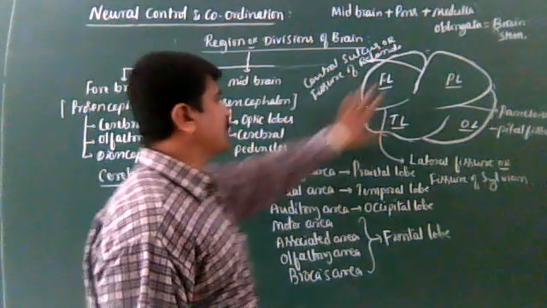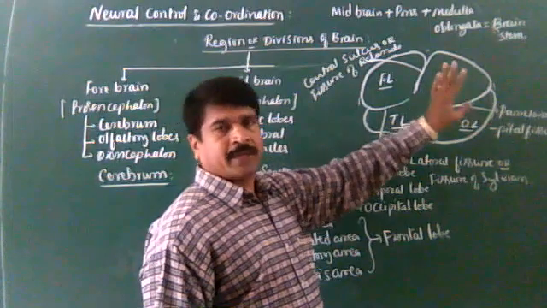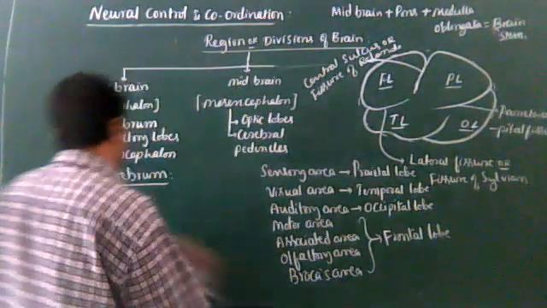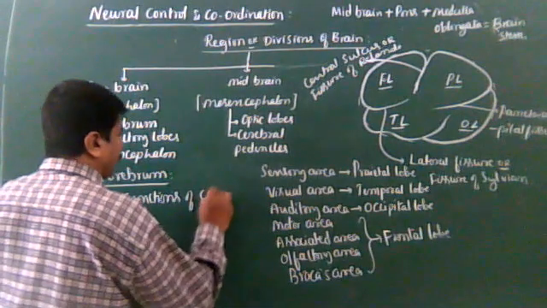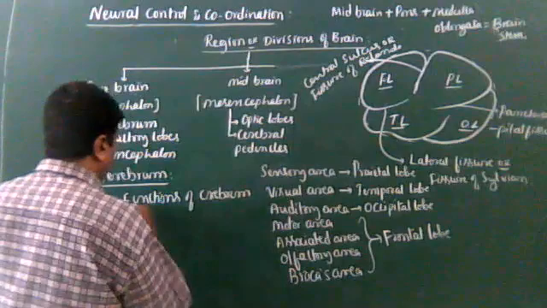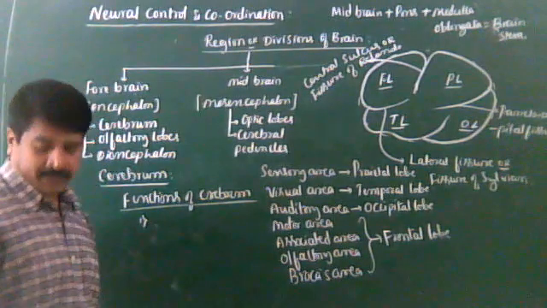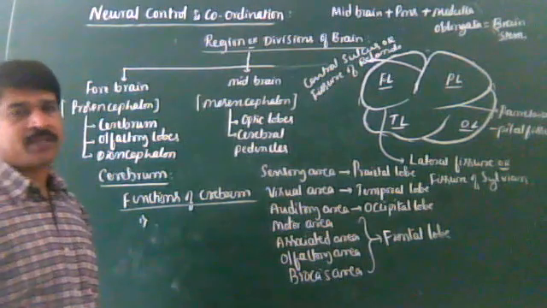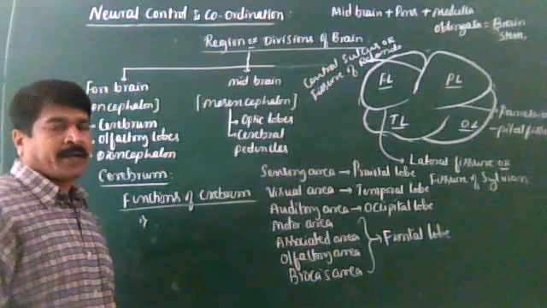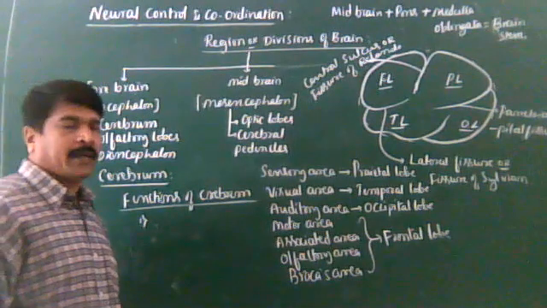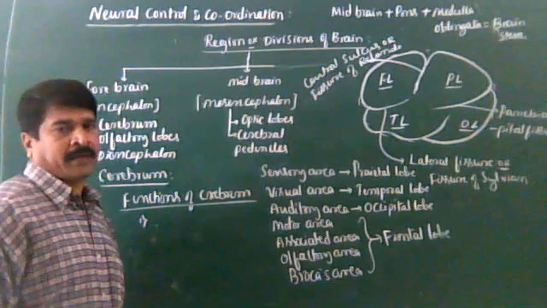So these are the areas which are present in the cerebral cortex, in different lobes of the cerebrum. I think it is very clear for you. Okay, now let us come to the functions of the cerebrum. Number one, it is a seat of intelligence, learning, language, imagination, willpower, reasoning, etc.